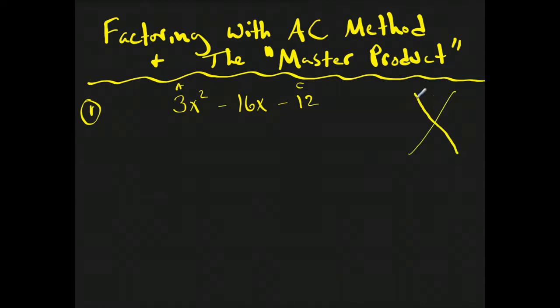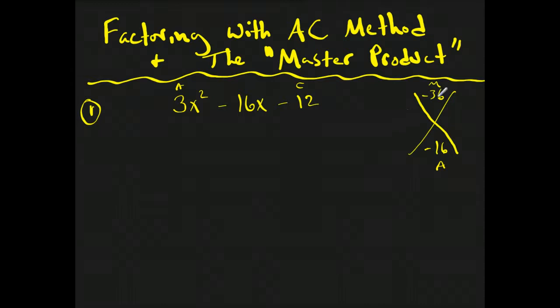So I'm going to just draw an x over here to get myself organized. So my a coefficient of 3, my c term negative 12, I multiply those, and I'm going to get negative 36. This b term here, negative 16, goes on the bottom of my x, and this just keeps me organized. I'm looking for two numbers that add to negative 16 and multiply to negative 36.